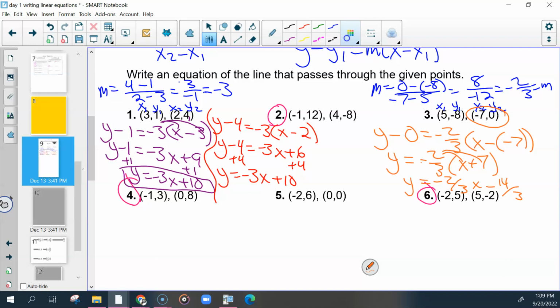If you had done this using the other point, you'd still get the same answer, but you'd have more fractions. You'd be multiplying to get a fraction, adding or subtracting to get a fraction. So if you have something with a 0, I would highly recommend that you use that point. Again, it doesn't matter, but it might make your lives a little bit easier. Questions on that one?